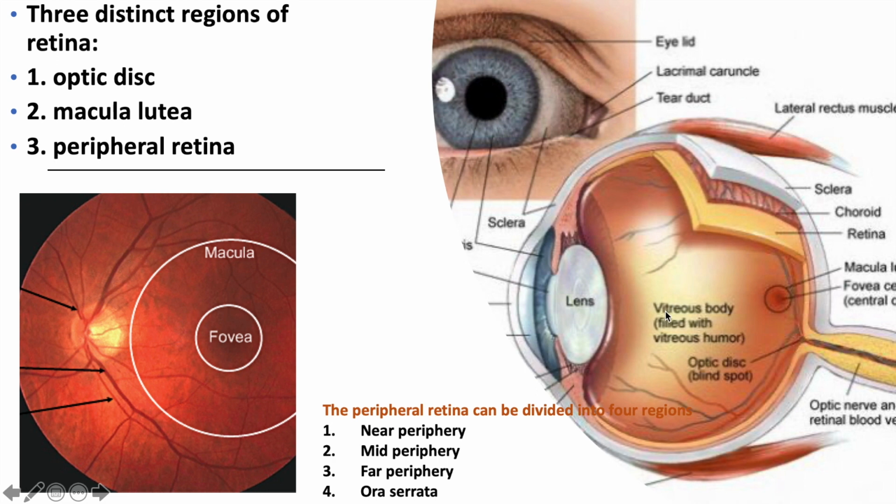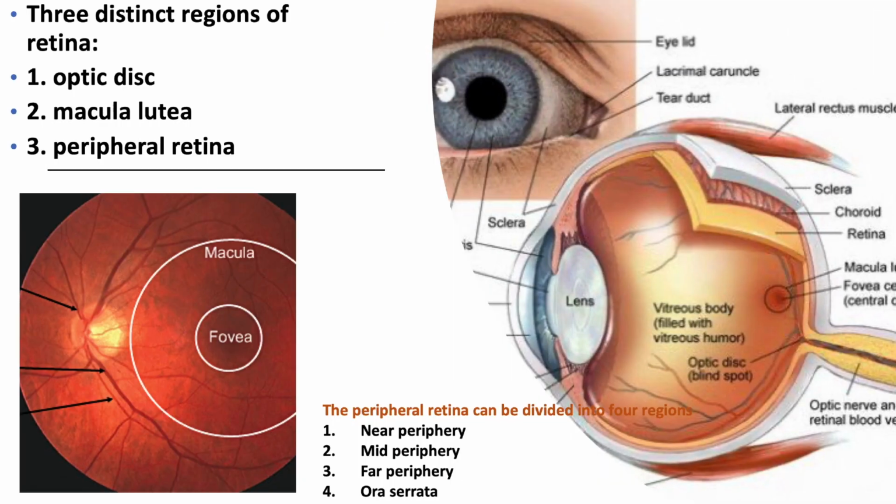Within the macula lutea, there is a middle part known as the fovea. On the left-hand side, you can see this region here is known as the macula within the retina, and within the middle part of the macula, you have the fovea centralis, and inside the fovea centralis, you have something else known as the umbo.